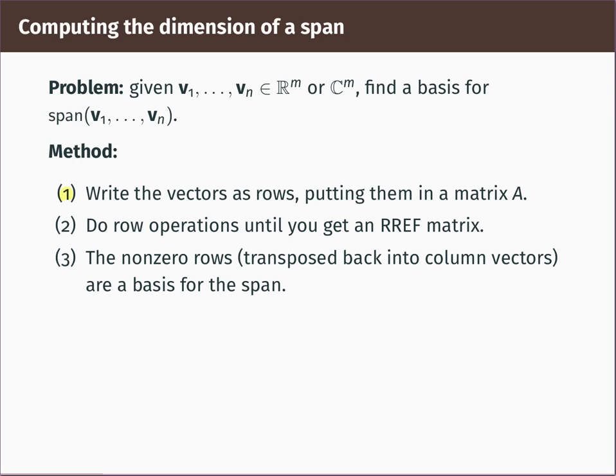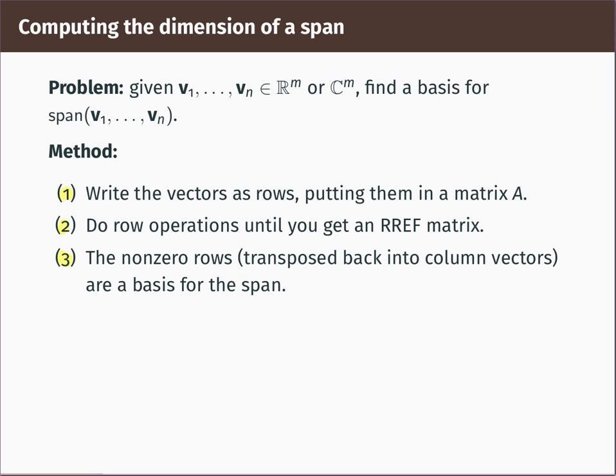In step 1, you write the vectors as rows, putting them as the rows of a matrix A. In step 2, you do row operations to A until you reach a row-reduced echelon form matrix. And finally, in step 3, the non-zero rows of this row-reduced echelon form matrix, turned back into column vectors, I claim are a basis for the span of v1 up to vn.